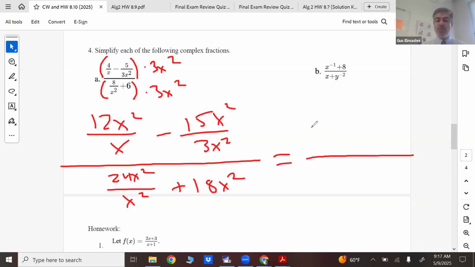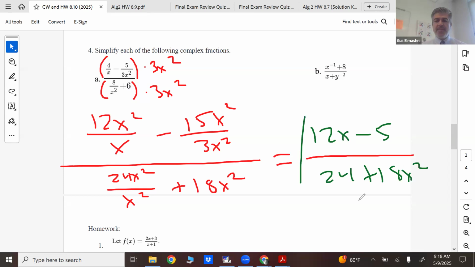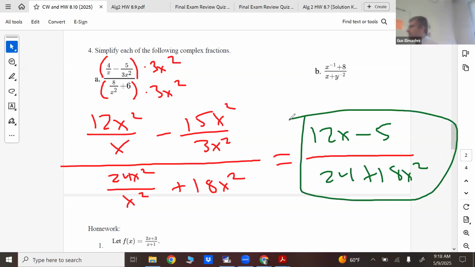What does that reduce to? 12x minus 5. Keep going. You're doing great. Plus. Boom. Done. There you go. It's the same exact thing.